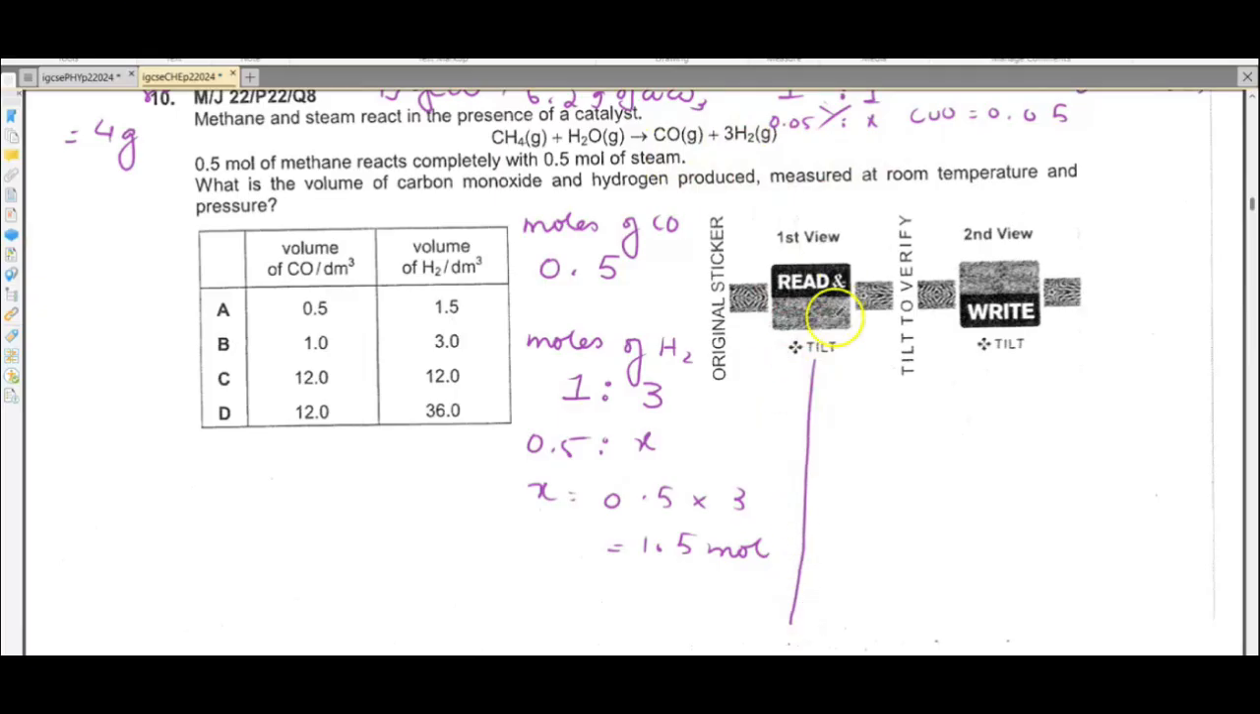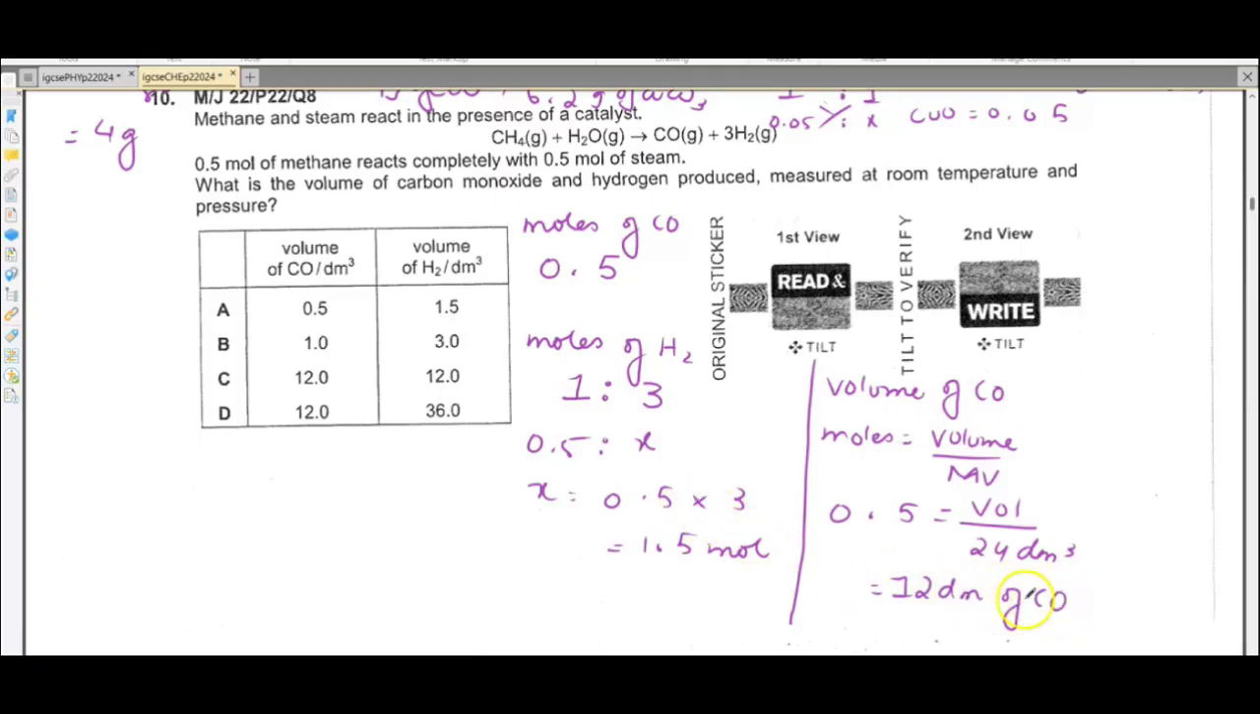We can now simply find the volume of both. So to find the volume of carbon monoxide, we need the formula moles is equal to volume by molar volume, which is 24 decimeter cubes. So there are 0.5 moles of carbon monoxide. Volume we need to find, and this is 24 decimeter cubes. So 24 into 0.5 is going to give us 12 decimeter cubes of carbon monoxide.